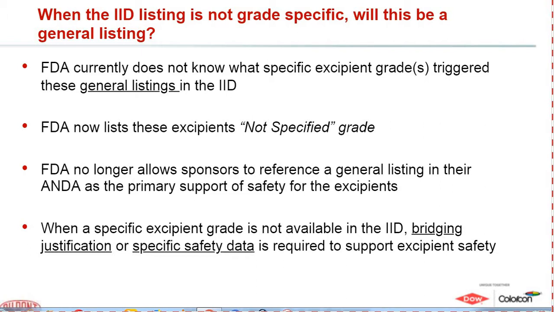And what they've pretty much made clear to the industry lately is that they really will no longer allow sponsors to reference these general listings in their ANDAs as the primary support of safety for the excipients without having some sort of a safety bridge that discusses more about why you feel that your particular application is justified from a safety perspective. So when the specific excipient grade is not available in the IID, these types of bridging justifications or specific safety data is required to support the excipient safety.